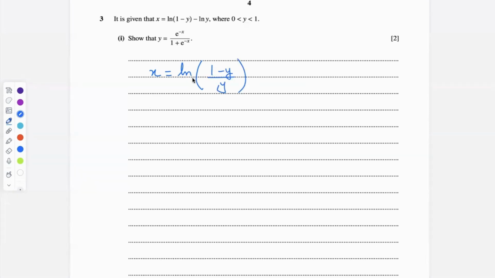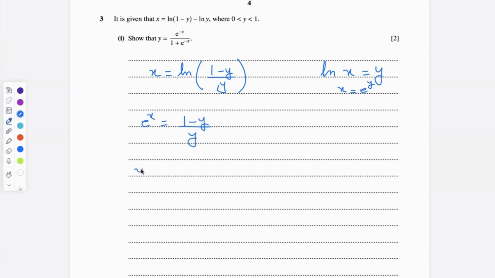Now, as this is an ln function, we can simplify it. Just for revision, we know that if ln of x is equal to y, we can write it as x is equal to e to the power y. So in this case, we can write this as e to the power x is equal to (1 minus y) upon y. Now we have to make y the subject.